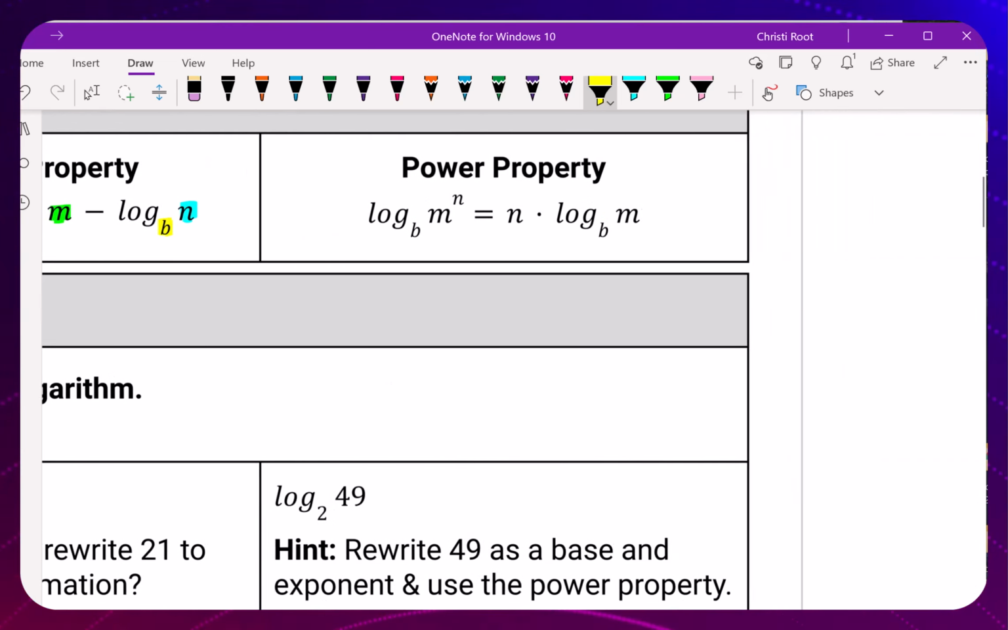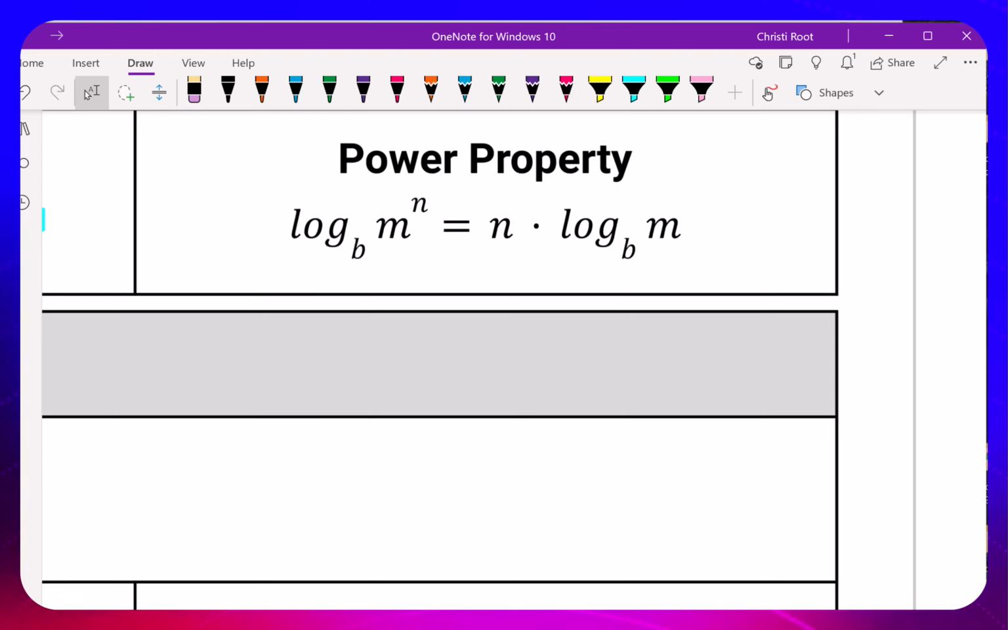The last property I want to talk about is the power property, and this one's very popular even in basic equations. All you have to do is recognize the fact that you have a power on a logarithm here. So you're taking log base b of m, but it has to the power of n. What you can do is rewrite it in front of the logarithm as a product. So just drag that exponent down to the front of the logarithm and multiply. And once again, if you see that it has a number in front of your logarithm, you can go backwards and rewrite that as an exponent. It just depends on your needs.